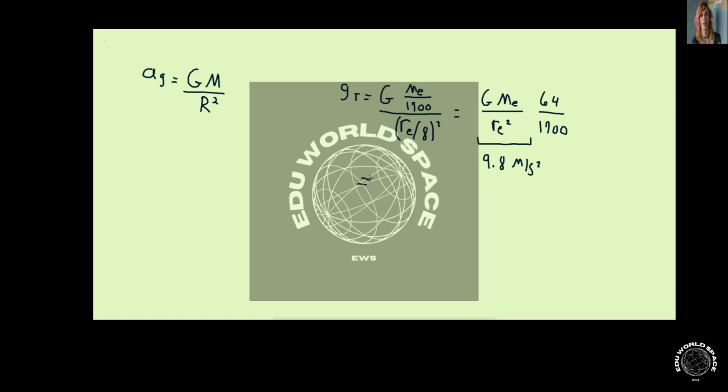And so we do that, and we get that it is 0.0377 times the gravitational acceleration on Earth, so 9.8. And so then if we evaluate that further, we'll get that it's 0.37 meters per second squared.